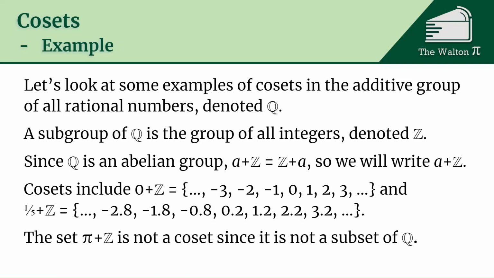Now the set pi plus Z is not going to be a coset because it's not even a subset of Q. Pi plus 0, that's just pi, that's not a rational number, so it's not going to be in Q. That means that pi plus Z can't be a subset of Q, so it's not going to even be a valid coset.